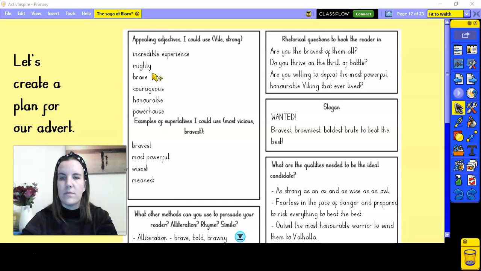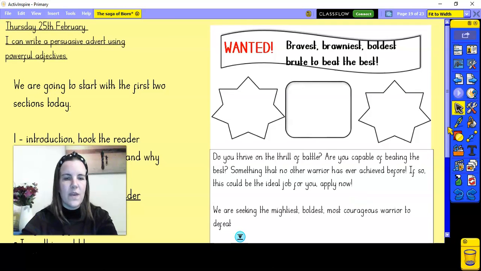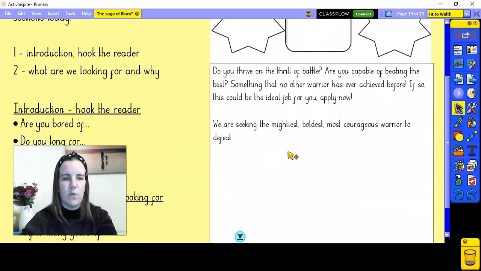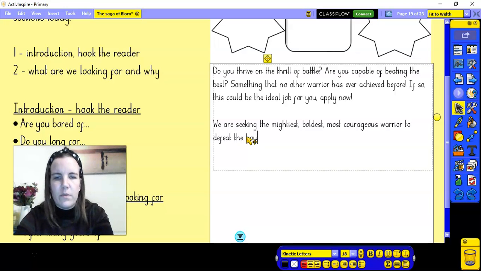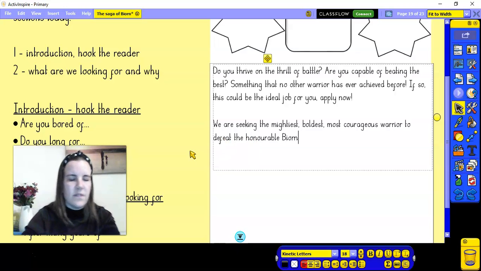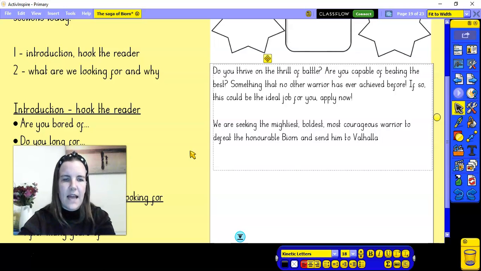Honourable, powerhouse. Yes, I want to use some of those in my writing. So we are seeking the mightiest, boldest, most courageous warrior to defeat the Honourable Bjorn. Now remember, Bjorn is his name, so that should have a capital B every time that we use that. To defeat the Honourable Bjorn, and what's the job? And send him to Valhalla. And remember, Valhalla is also the name of a place, so it has that capital V there.